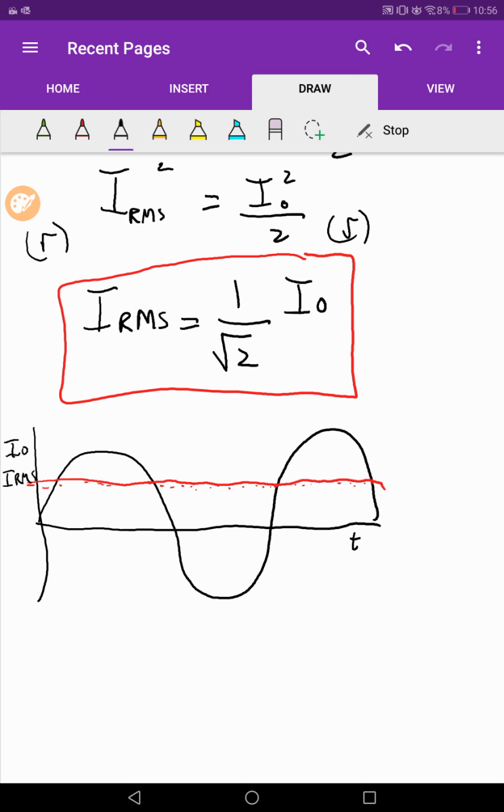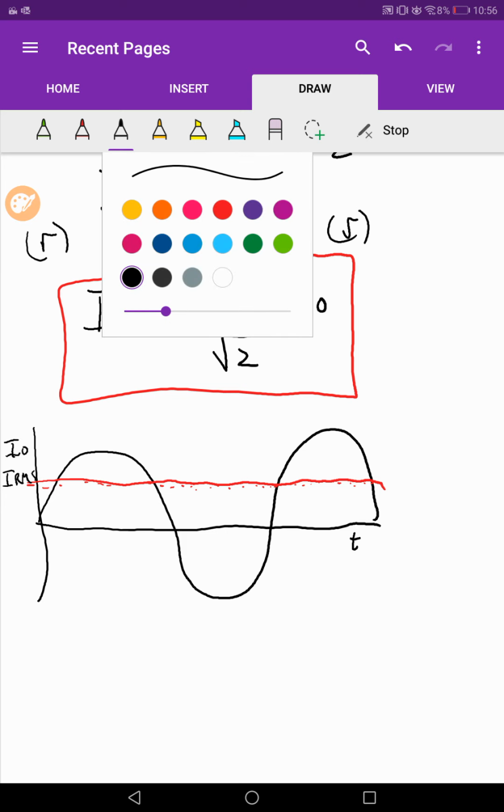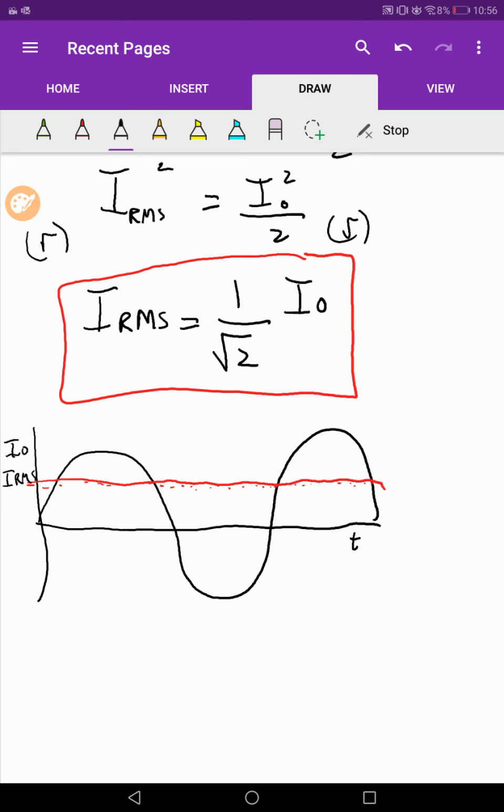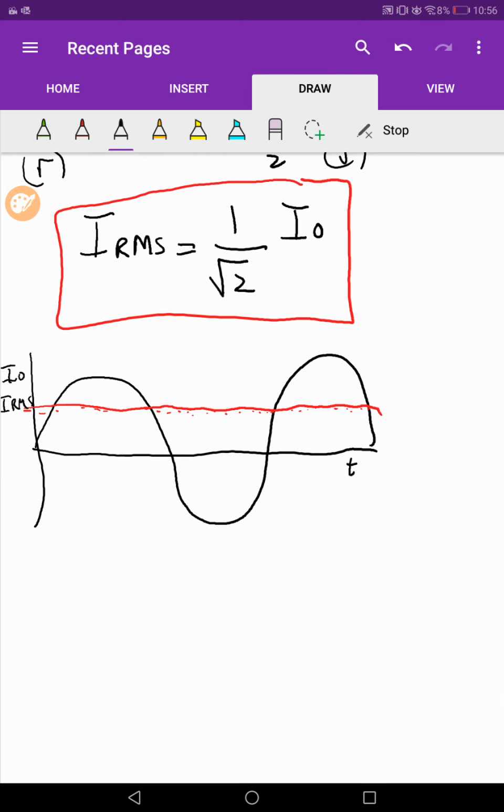Okay. So in the same way that we've got the current relationship, and because V equals IR, and R is a constant here, we can also say that V RMS is equal to 1 over root 2 V naught as well.